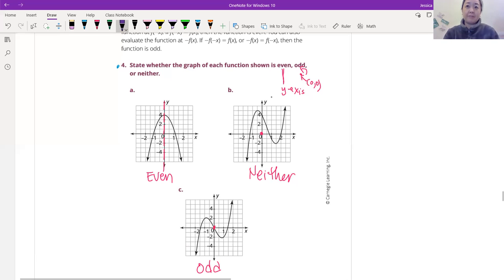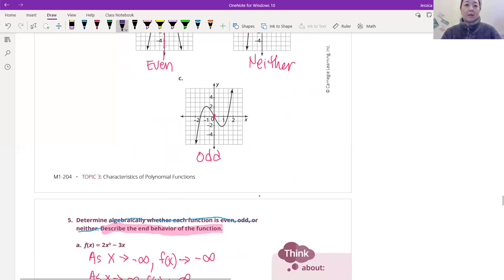But the left, does the left look like the right? No, one arm is down, one arm is up. This one right here does not have rotational symmetry about the origin, so neither. And this one right here, notice, yep, flip it around. Yep, right. Notice it intersects right here at (0, 0). That's a thing. Okay, so that would be odd.